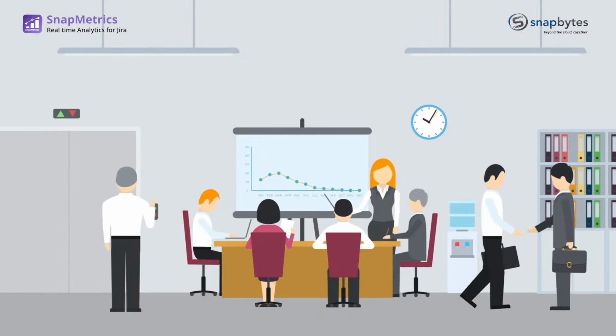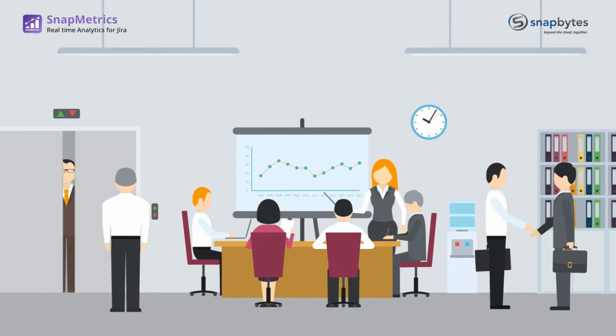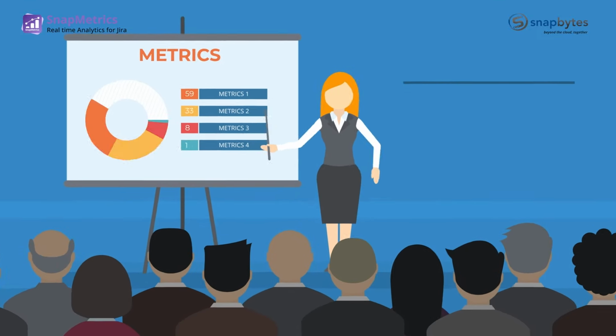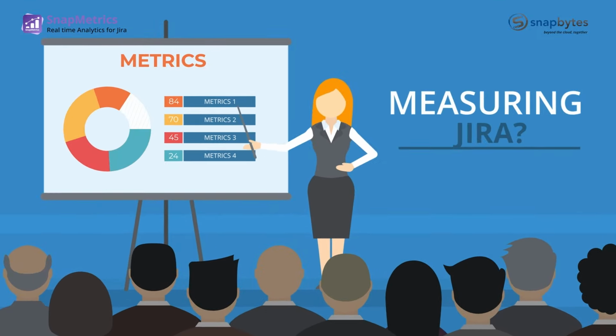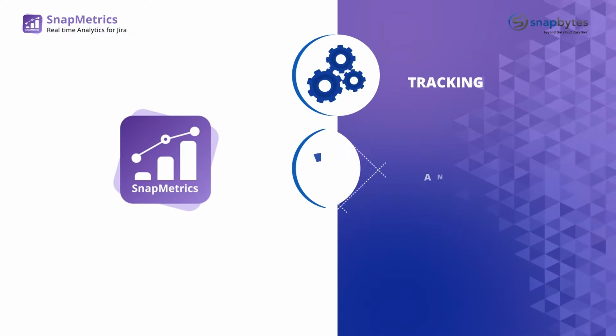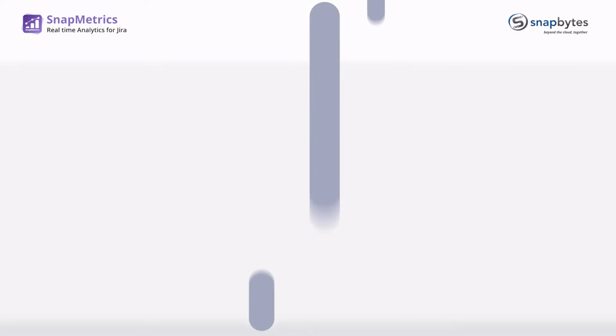In today's fast-paced digital landscape, efficiency and precision are the keys to success, but how do you measure what truly matters in your Jira workflows? Introducing SnapMetrics, your ultimate solution for tracking, analyzing, and optimizing team performance.